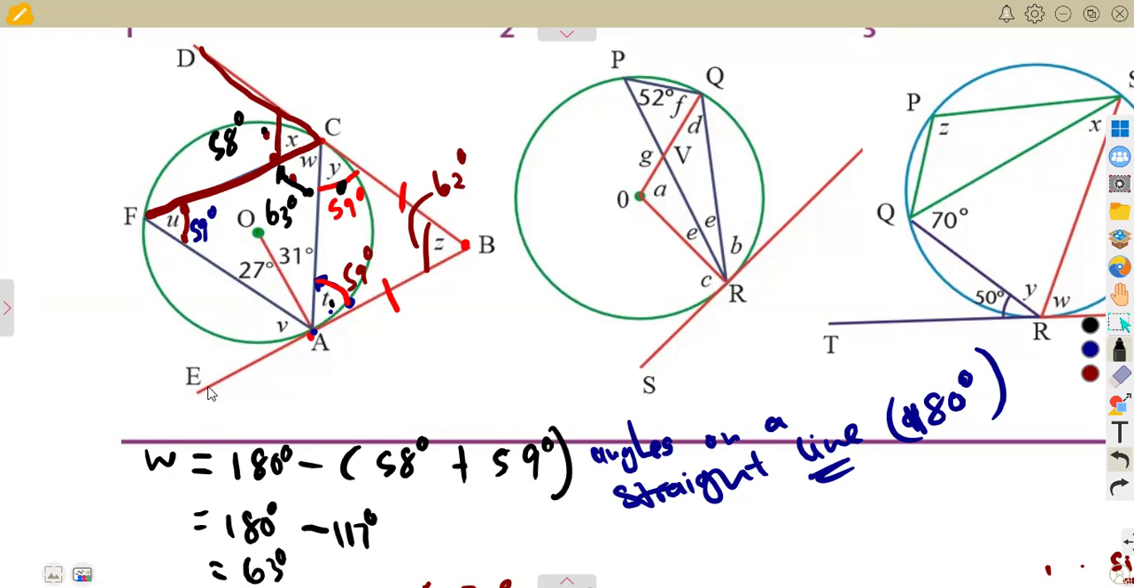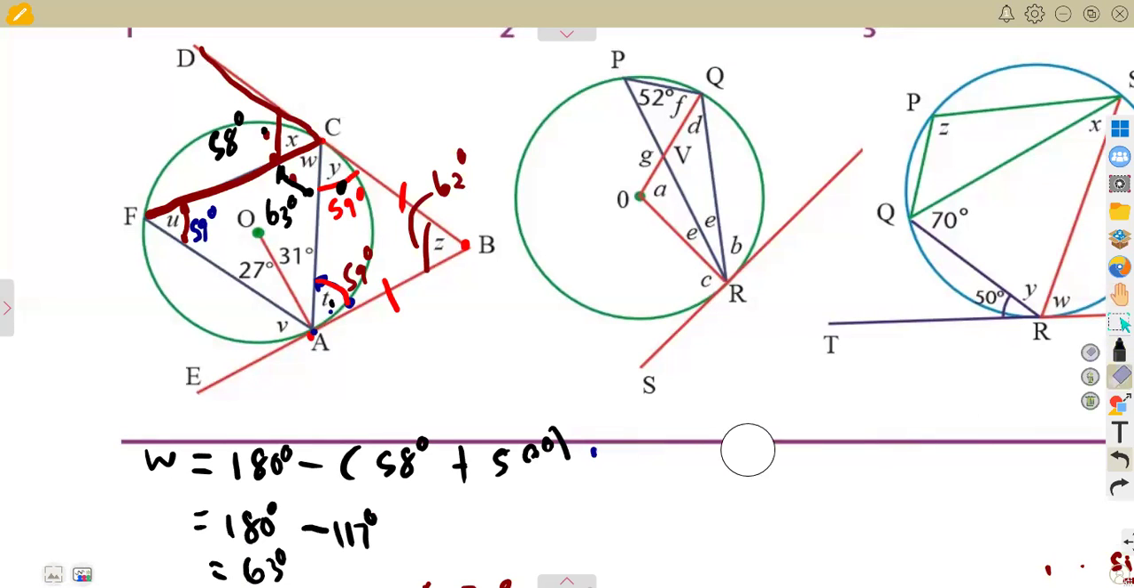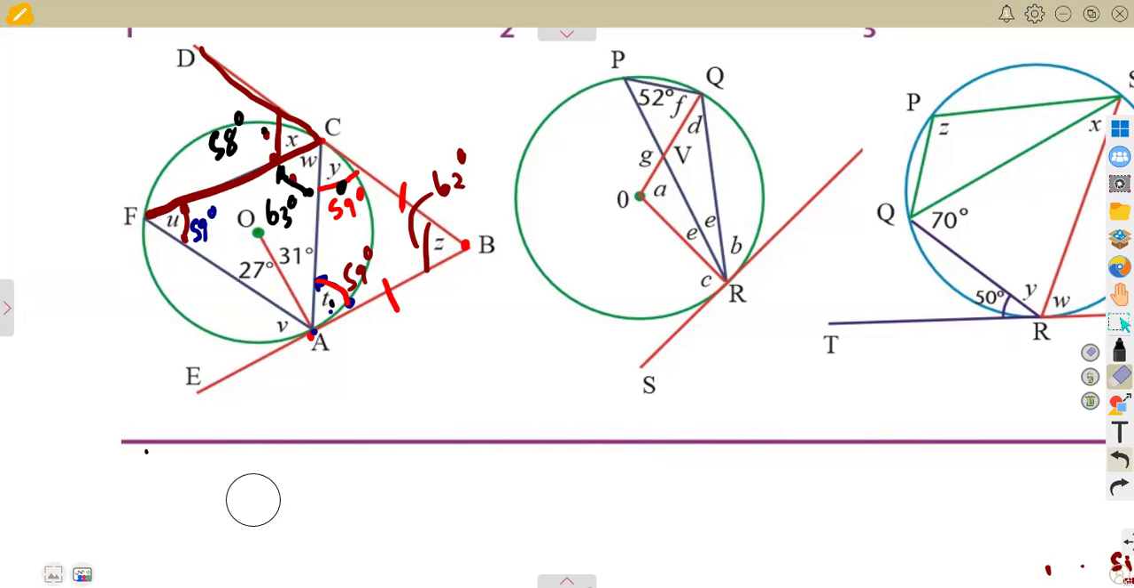There are so many ways that you can find these angles. I just hope that with time we will work the same questions in different ways, so that you see, guys, there are so many ways.